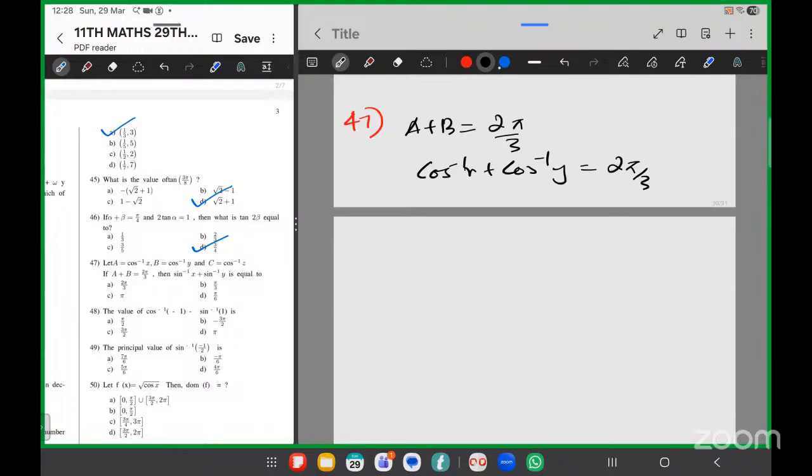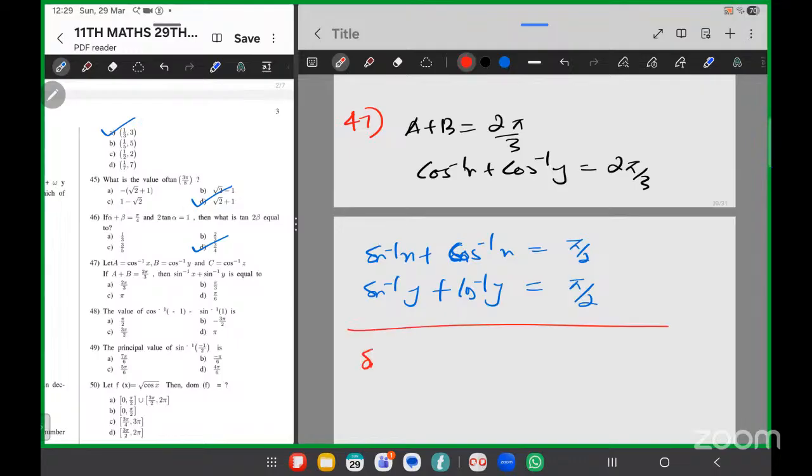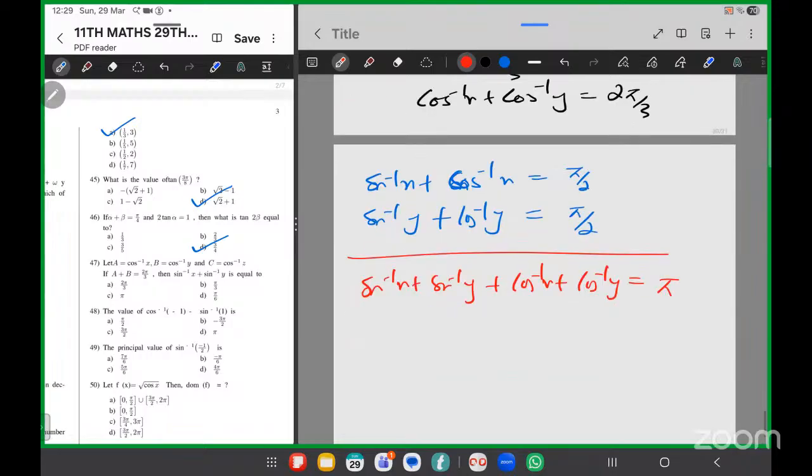We know one formula: sin inverse x plus cos inverse x is equal to pi by 2. Sin inverse y plus cos inverse y is also pi by 2. If you add these two, you get sin inverse x plus sin inverse y plus cos inverse x plus cos inverse y equal to pi. Cos inverse x plus cos inverse y is equal to 2 pi by 3.